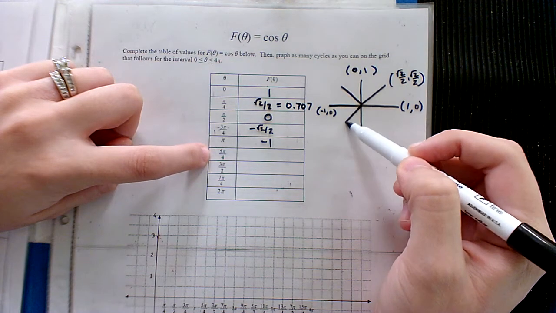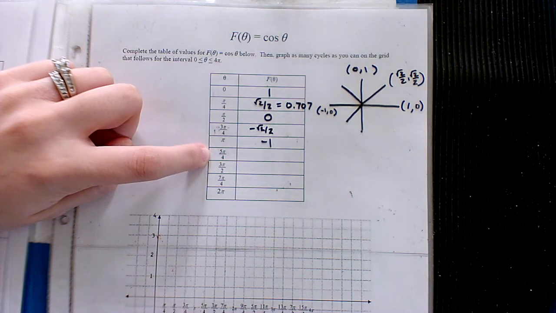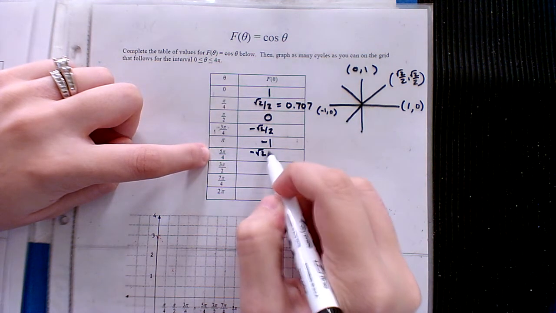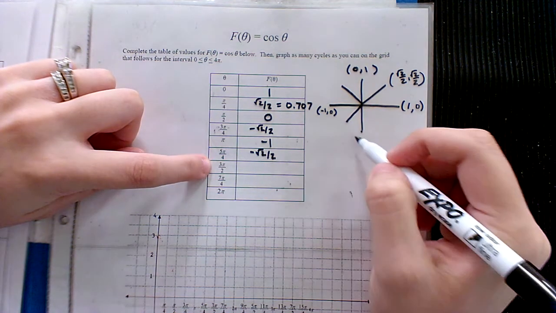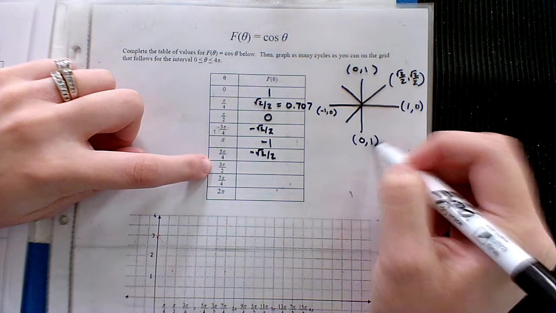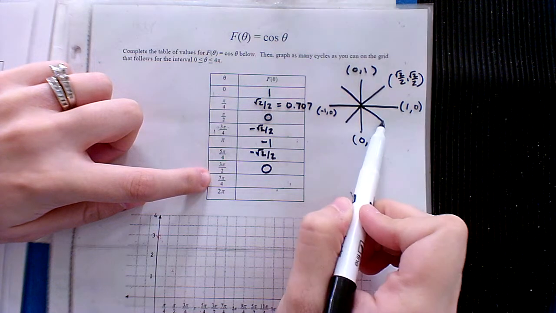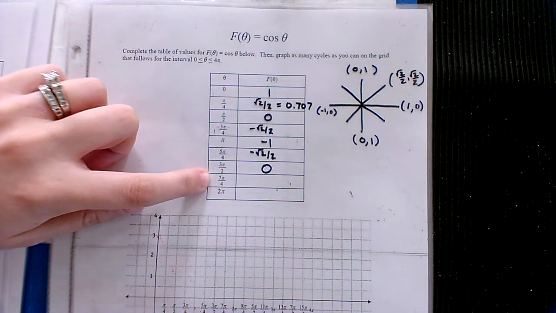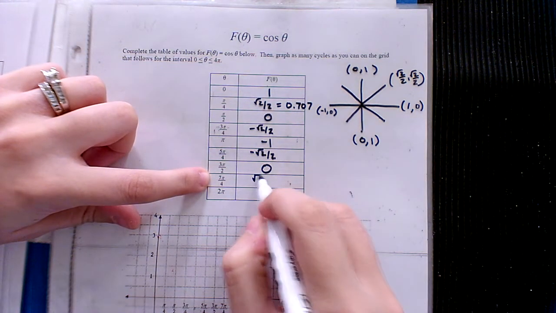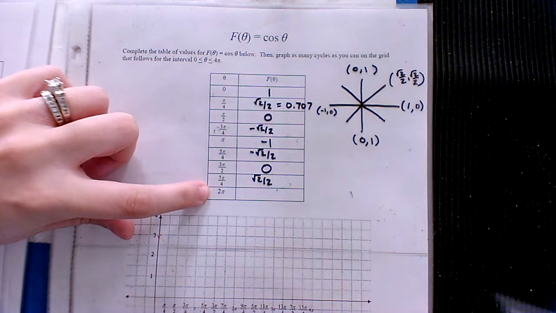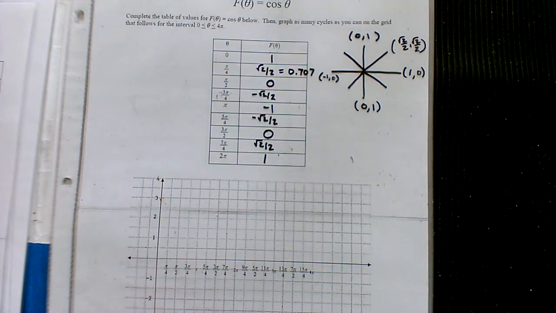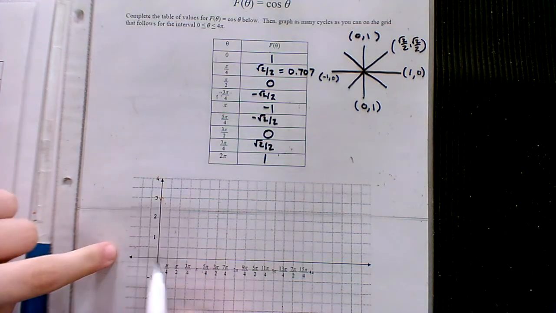5 pi over 4, middle of the third quadrant. Perfect. All right, 3 pi over 2 is at the very bottom. Ordered pair 0, negative 1, so x would be 0. 7 pi over 4, middle of the fourth quadrant. And then 2 pi, back to where we started, value of 1. All right, so now that we have the table, we'll go ahead and plot some points and see what this cosine graph looks like.